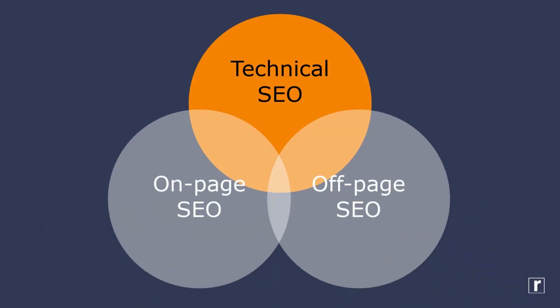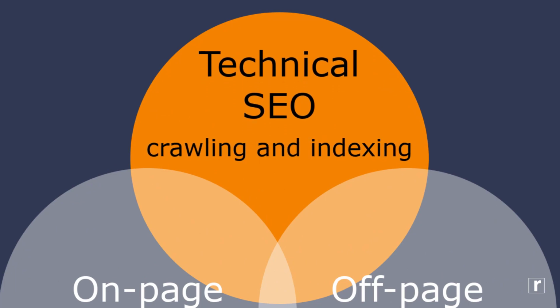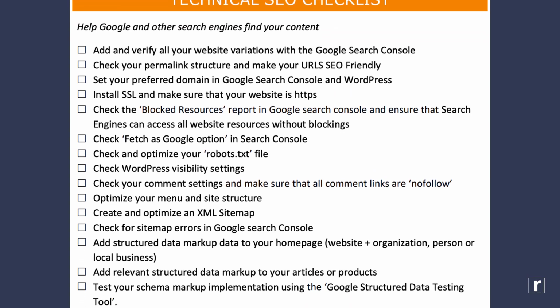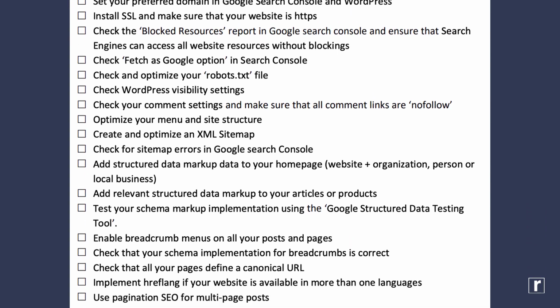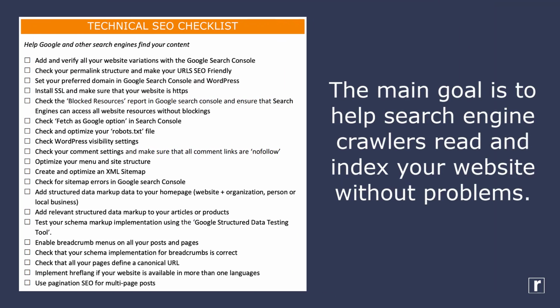Technical SEO is the process of optimizing your website for the crawling and indexing phase. It is called technical because it has nothing to do with the actual content of the website or with website promotion methods. The main goal is to help search engine crawlers read and index your website without problems.